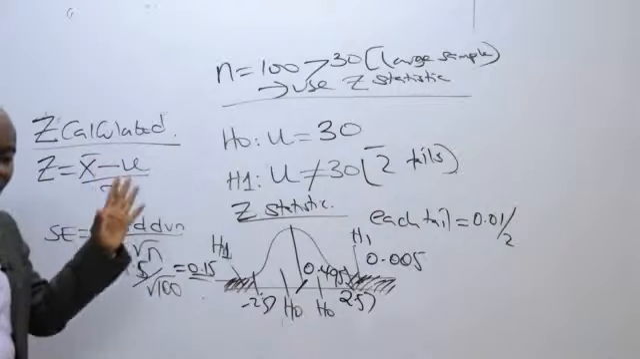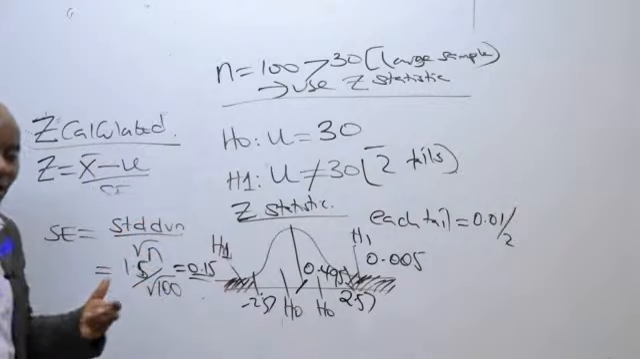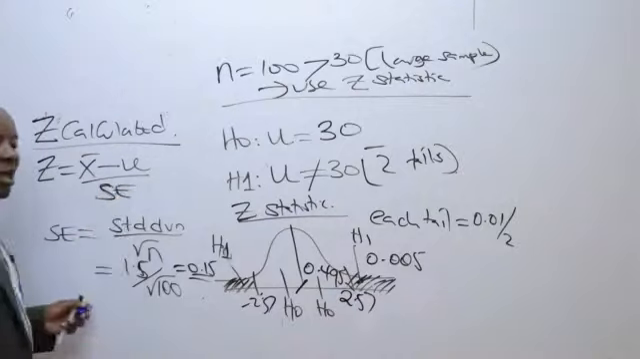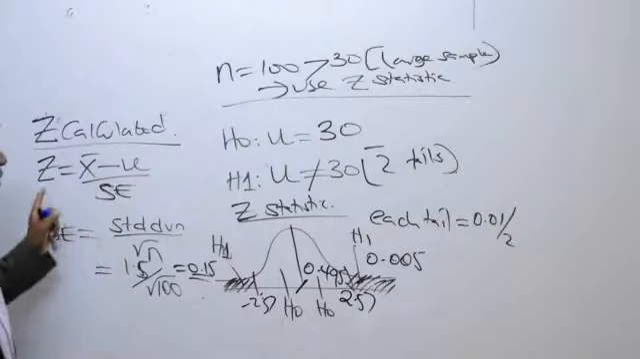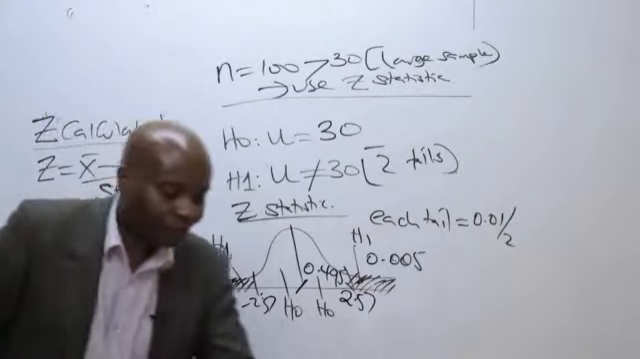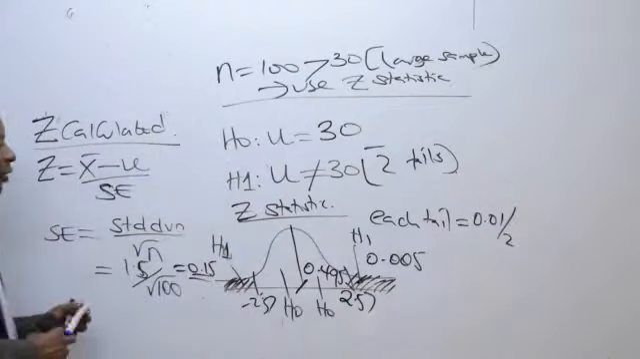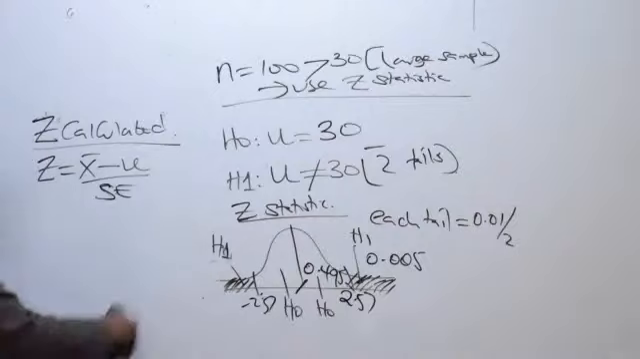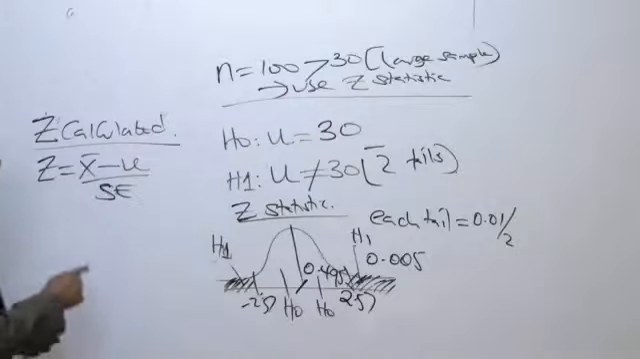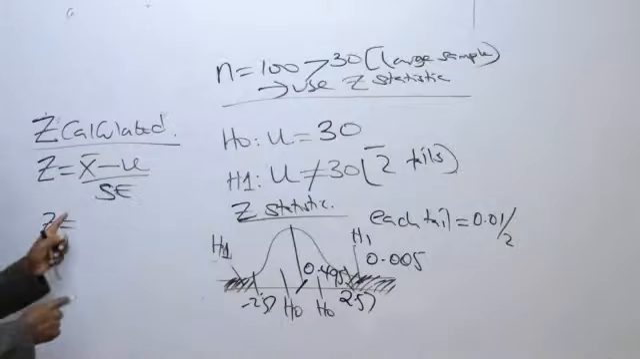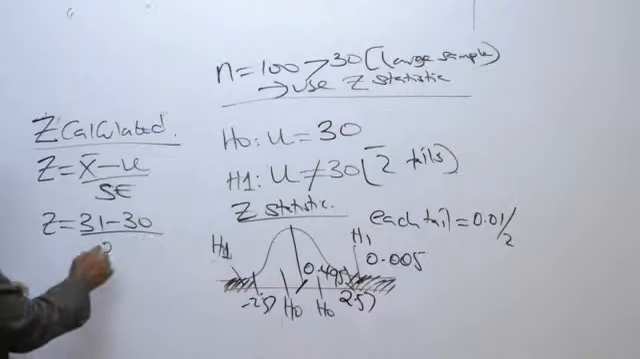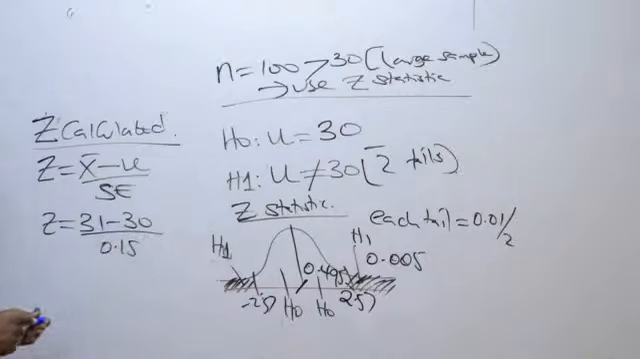Now, having gotten the standard error, I know where I'm supposed to be using it. So my z-score at the end of the day should be equal to what? My z-score should be equal to x bar. They have told me the sample mean is 31. The population mean was 30, all over 0.15. So could you kindly give me this answer?